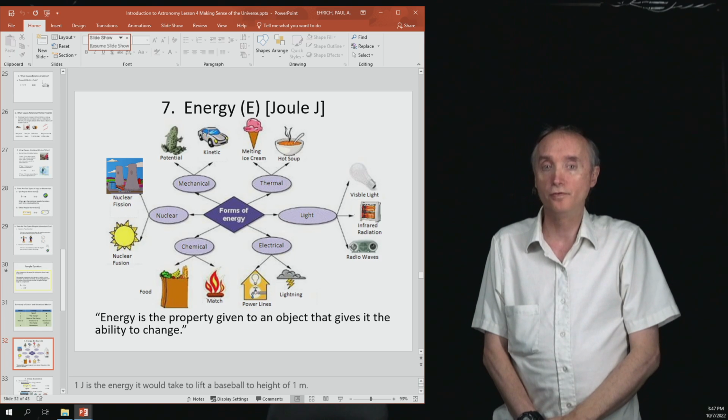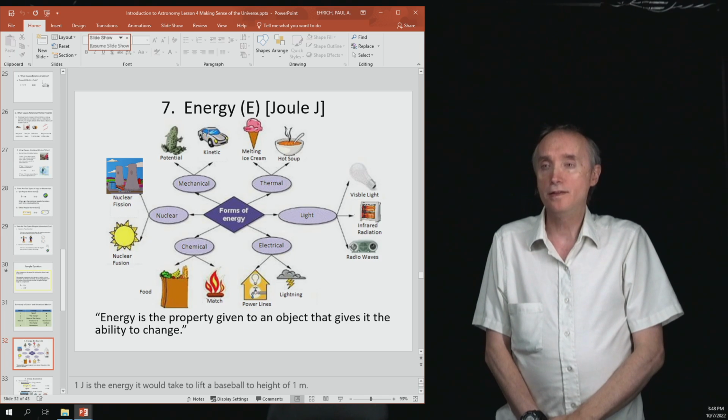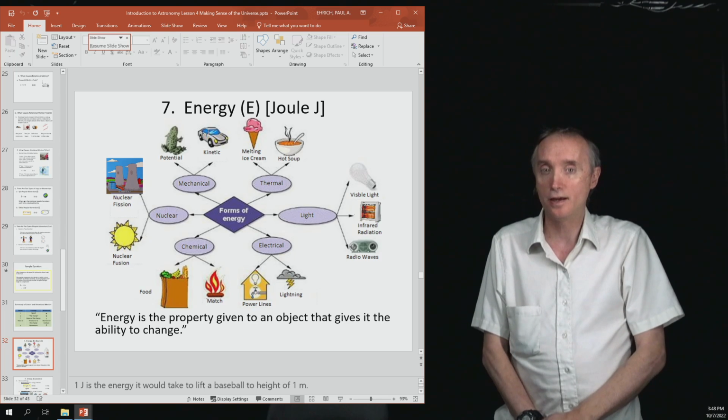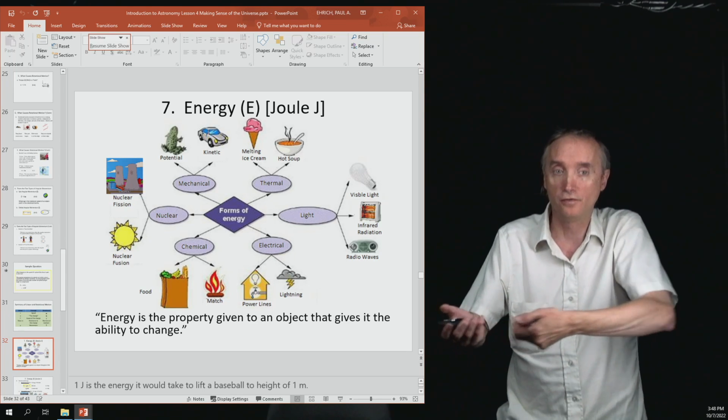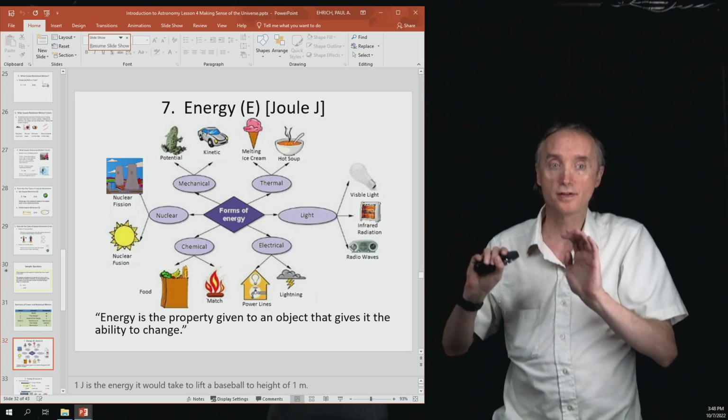Energy is going to be abbreviated by the letter E, and it has the units of joules. Now you might be more familiar with calories, but calories is an English unit of energy, whereas the joule is going to be the metric unit for energy.